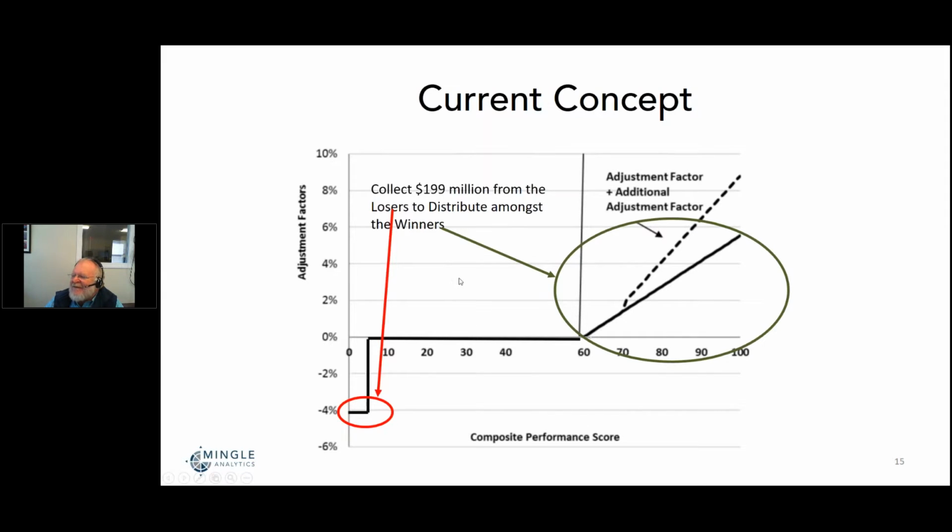So in this case, they've amended. They expected to collect $833 million from the losers. Now, since it's only this small amount who don't participate at all, they expect to collect about $199 million from them and distribute amongst the winners, and also that same $500 million bonus pool will be there to distribute to those at the 70th percentile and above.